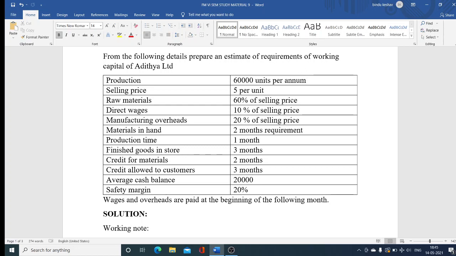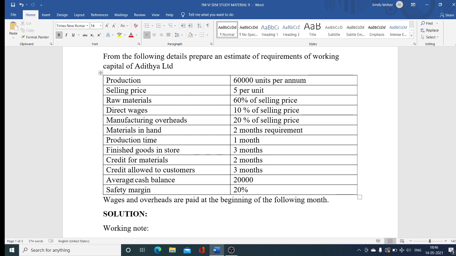of the working capital. So the different current assets are the stock of raw materials. So we have this information, raw materials. Then we have the information about production time, the time it takes to convert the raw materials. So 1 month it is, which means that it will be in work in progress. So we have work in progress. Finished goods in store. After finishing the production process, the goods will remain in store for 3 months. So finished goods are there.